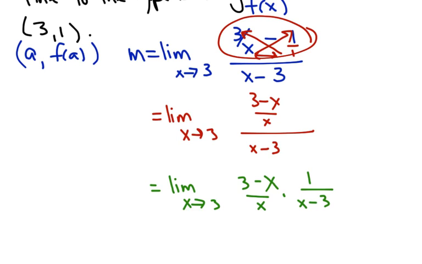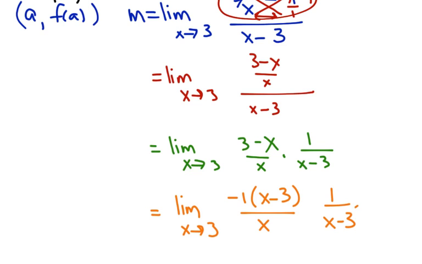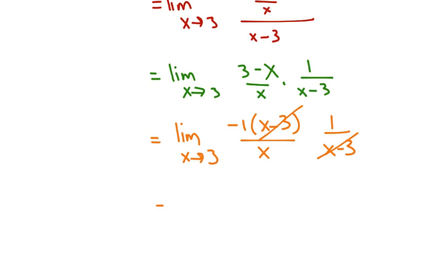Ooh, those x minus 3's are almost the same thing. I wonder if I can reverse 3 minus x and make it x minus 3. Well, remember that you can, but in order to do that, you have to put a little -1 in front of it. So the limit as x approaches 3 of -1 times x minus 3 over x times 1 over x minus 3. Now I can get rid of these. So now I want to find the limit as x approaches 3 of -1 over x. Now I can plug in 3 for x, and that's going to equal -1/3.